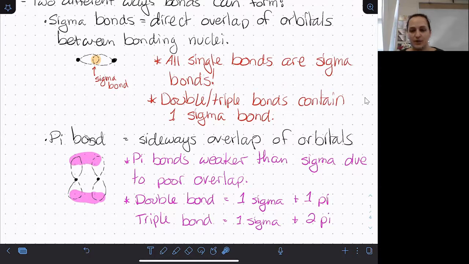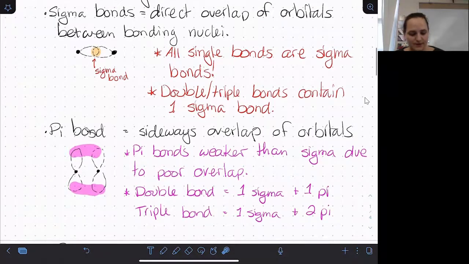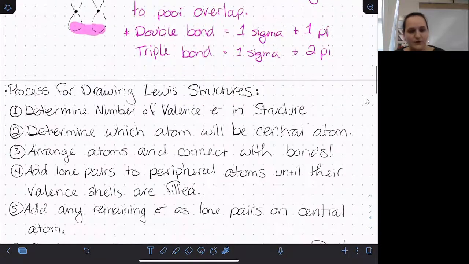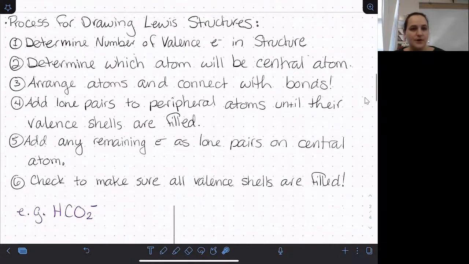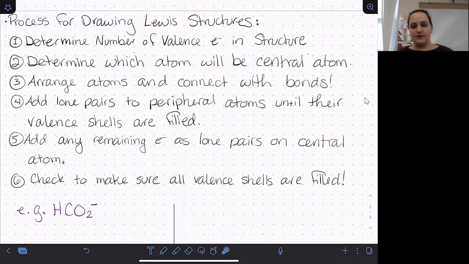I think all of this will make more sense when we see it in action. So let's look at some examples for how we actually use this. We have our same process for drawing Lewis structures that we worked on in the previous video. We are going to take a look at this example first. Why don't you pause here, try this one on your own, getting up to this point. You should find, just based on what we did yesterday, that not all of your valence shells are filled, and then we will fix it together.